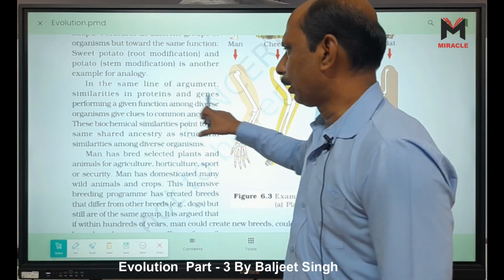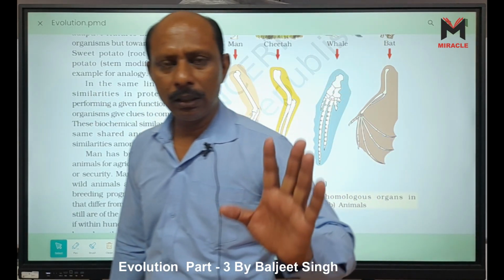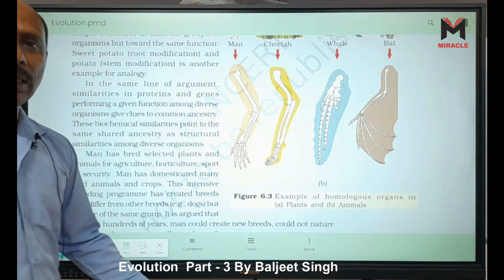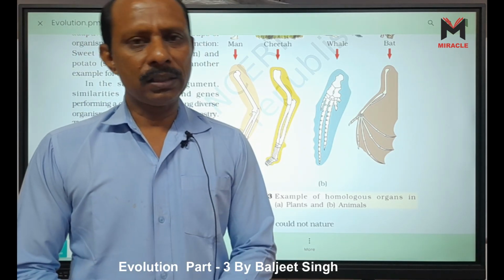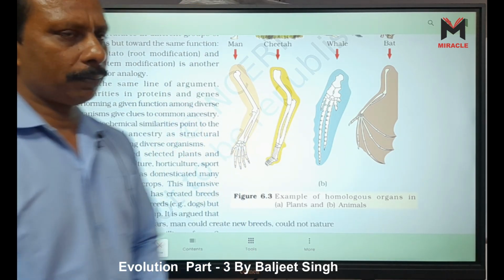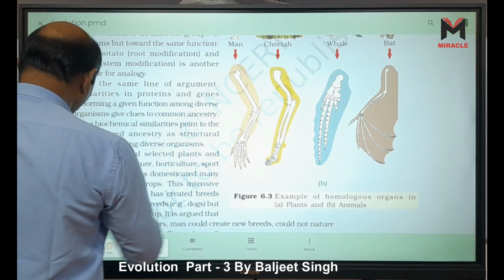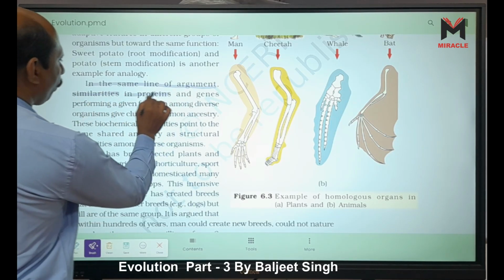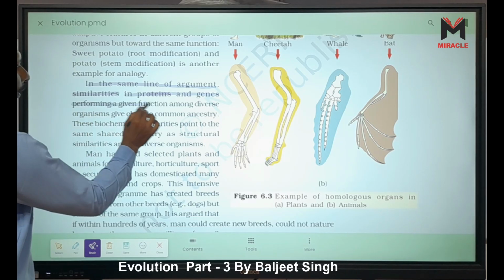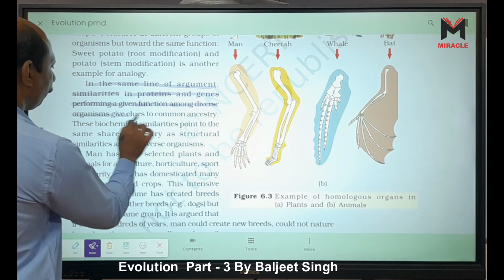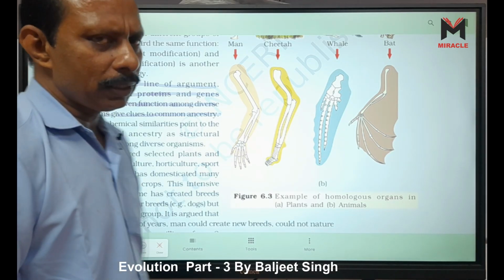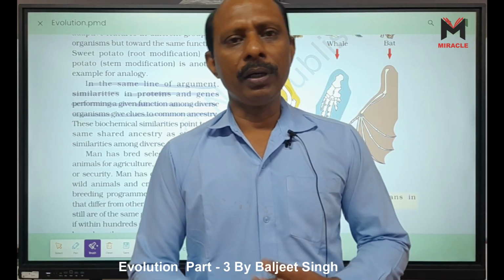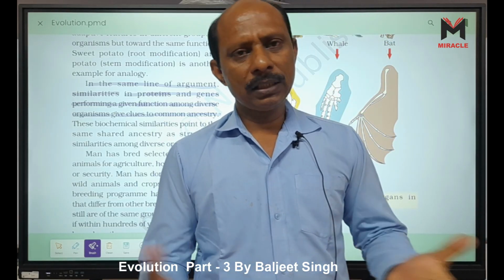In the same line of argument, similarities in proteins. Now the third evidence: what is it? We can say biochemical similarities, or biochemical evidences. In the same line of argument, the second is given here: similarities in proteins and genes performing a given function among diverse organisms give clues to common ancestors. Proteins in all the organisms, all living beings, are made up of only 20 amino acids. So that is the similarity.